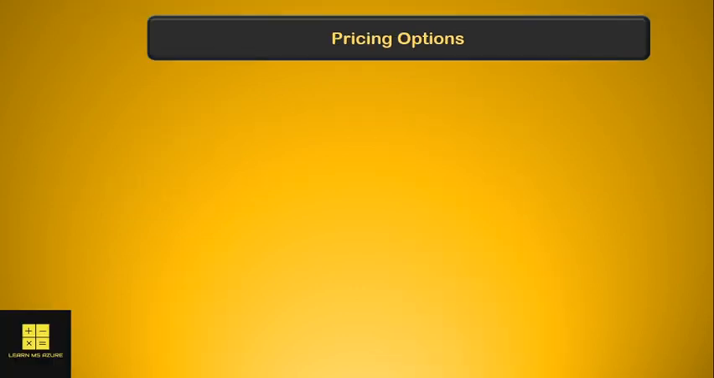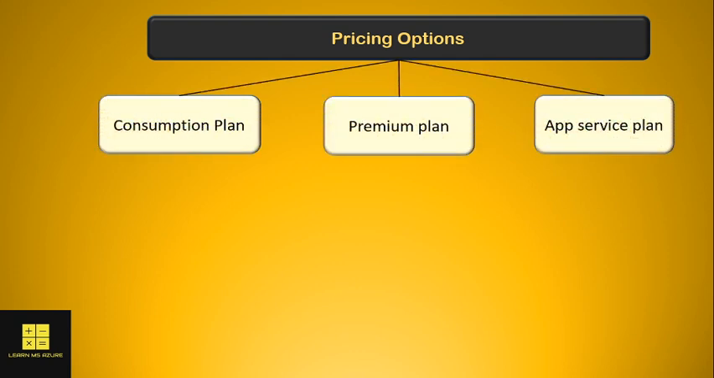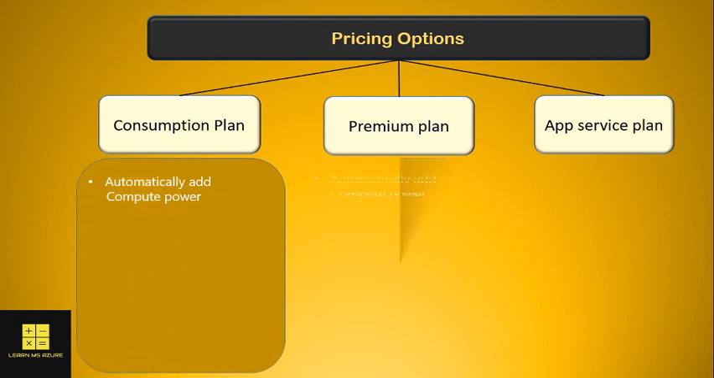Now let's talk about what options are available for pricing. Azure Function costing differs based on the options you choose. There are three options for choosing the plan: consumption plan, premium plan, and the app service plan. Whichever option you choose, it differs based on a few factors such as how the scaling happens, what resources are available for each function app, and what advanced features are supported. Now let us see how it differs between the plans.